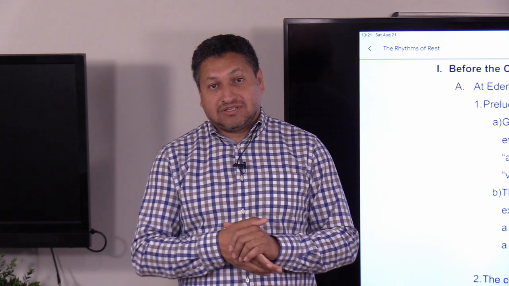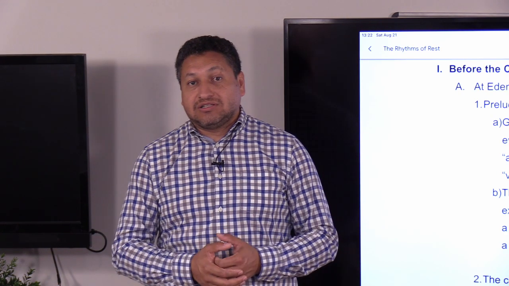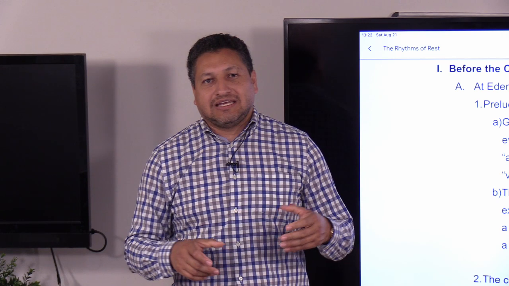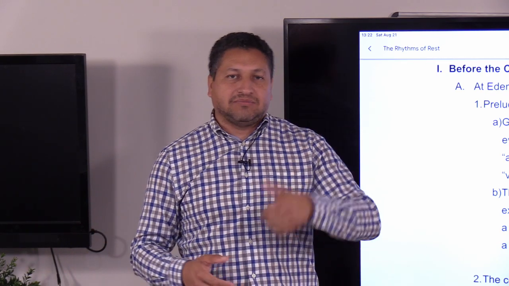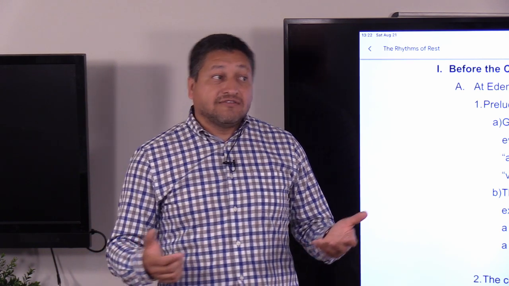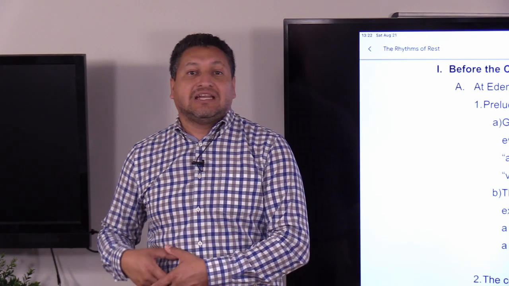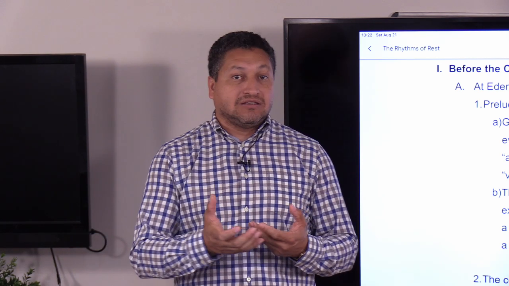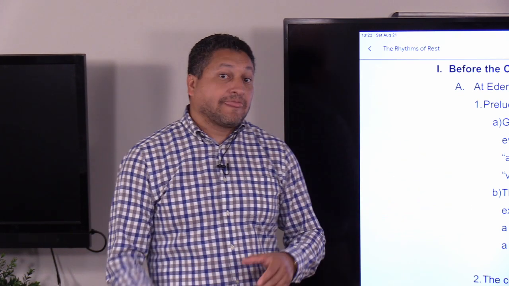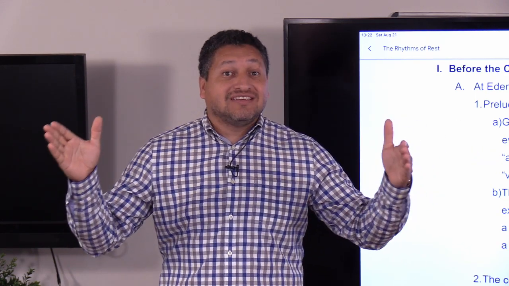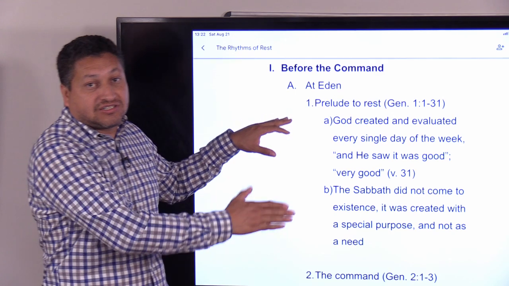All right, up to that point, everything is simple. Then, after a while, Adam was naming all the animals that we know until this day, and he found that there was no companion for him. All the other animals had a male and female companion, but nothing for himself. So the Lord made him go to sleep and opened his side and grabbed a rib from him, and then he created Eve out of the rib, and then he introduced her to him. We know the story. So that happened in 6 days. Everything in 6 days. So that's the prelude to rest.